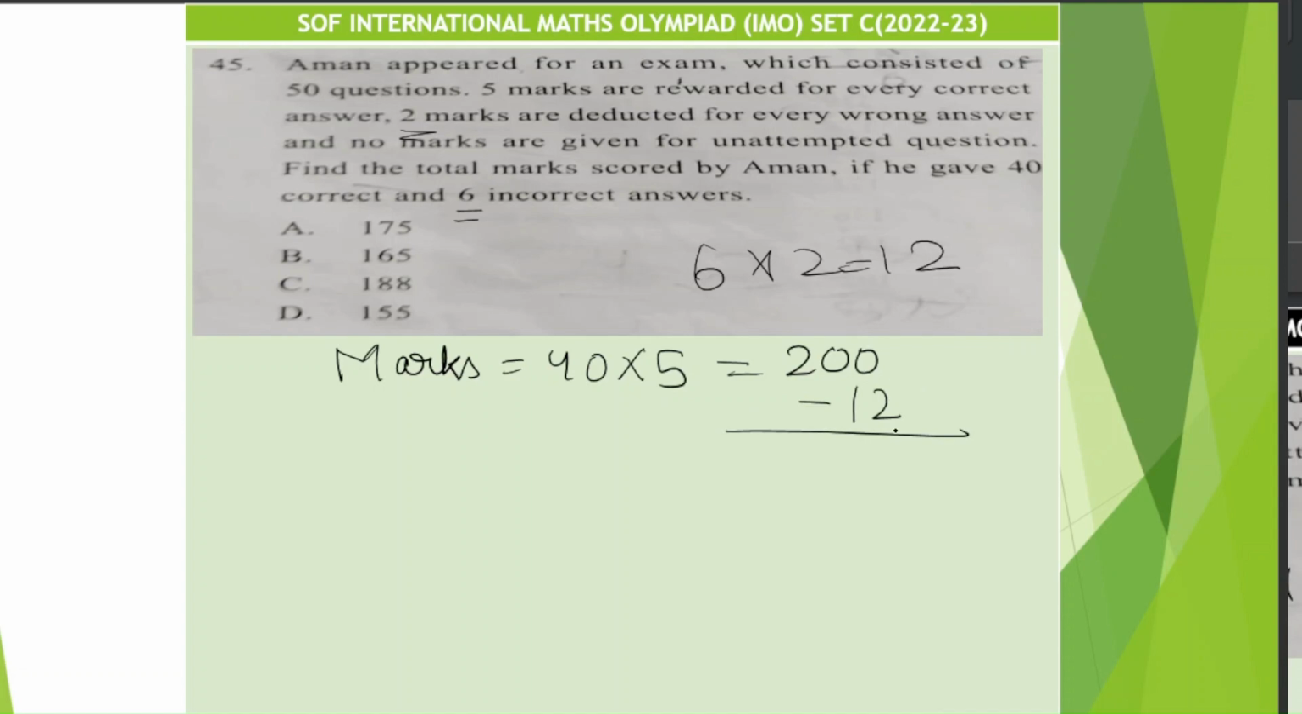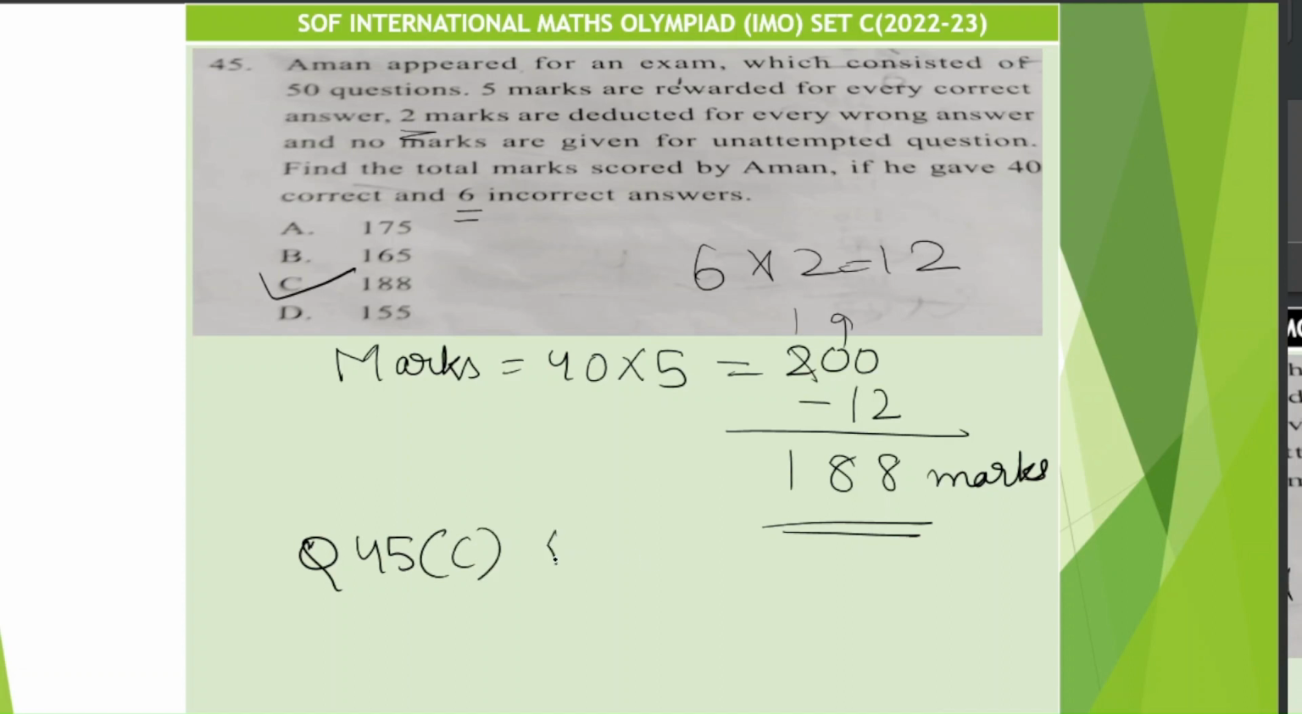So now just simple subtraction, 10 minus 2 is 8. Then what remains here is 9, right? So 9 minus 1 is 8, and already we have borrowed, so instead of 2 we have got 1 here, so it becomes 188 marks. That is what he has scored in the exam. So question number 45, option C, 188 is the correct answer.